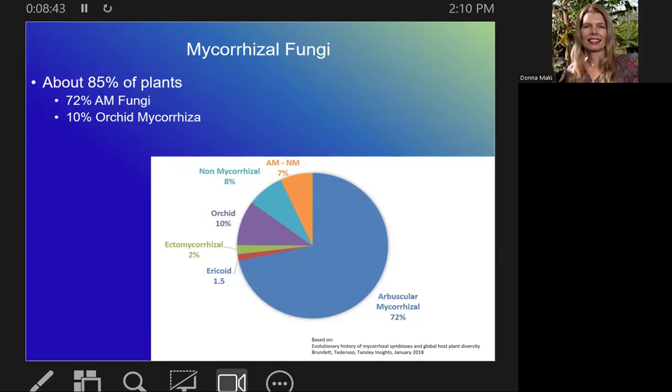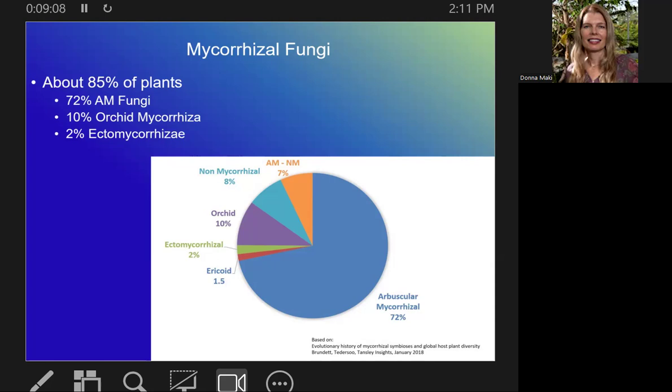10% are orchids, which have their special type of mycorrhizal fungal partners that are very interesting in and of themselves. Orchids are actually amazingly successful plants, even though in this area in the Midwest, you don't really see a lot of them. You have to go tropical. And if you go tropical, they're all over the place. But orchids are very, very interesting. We'll talk about that a little bit.